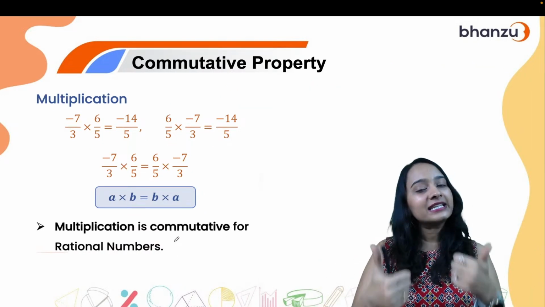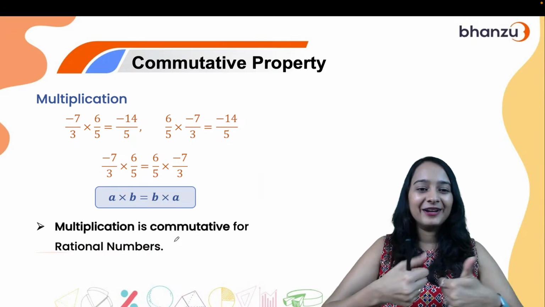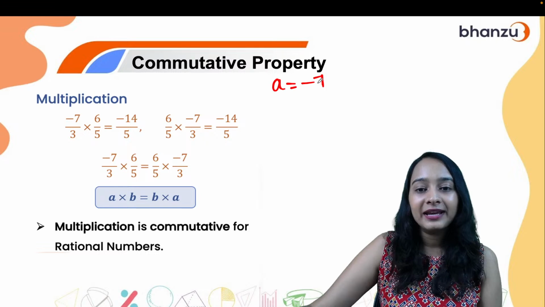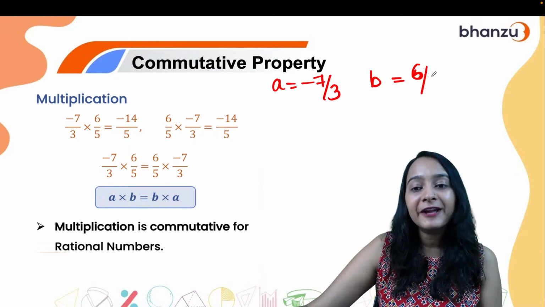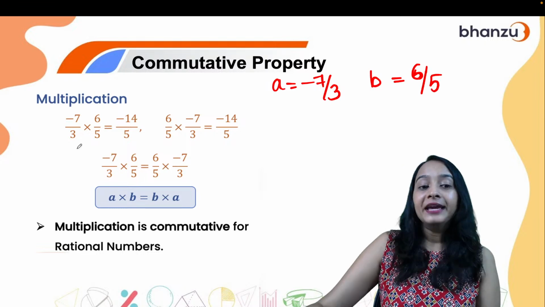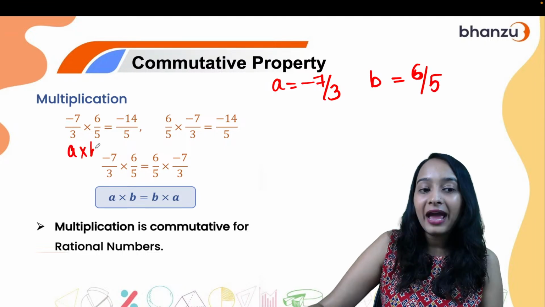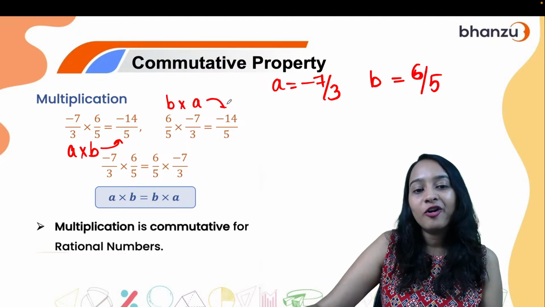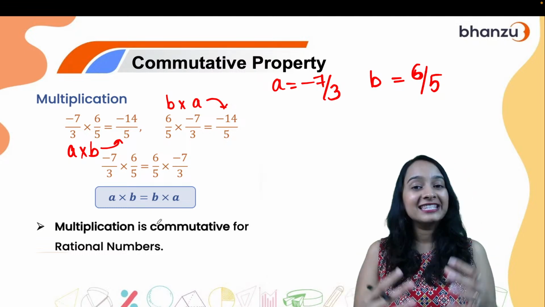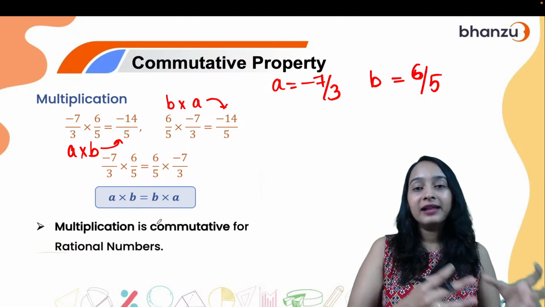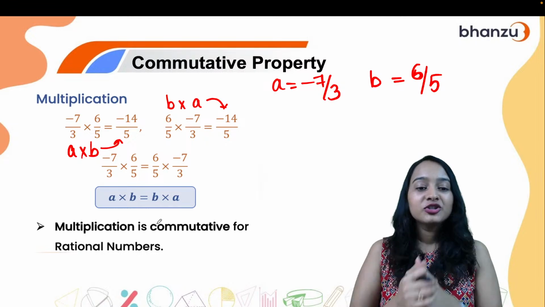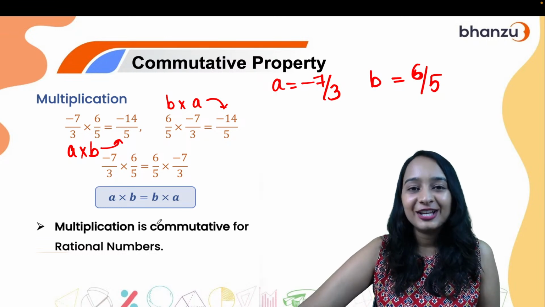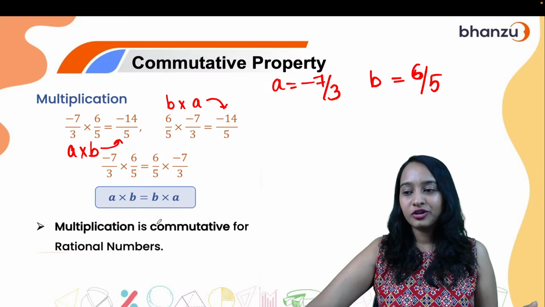And then multiplication, yes, it's a thumbs up again. If I take two rational numbers, I have taken a to be minus 7 by 3 and b to be 6 by 5. Here I have multiplied a and b, I got minus 14 by 5. Here I have multiplied b and a and I have got minus 14 by 5. The answer is the same. A multiplied with b equals b multiplied with a. So multiplication is commutative for rational numbers. Addition is commutative. Multiplication is also commutative.